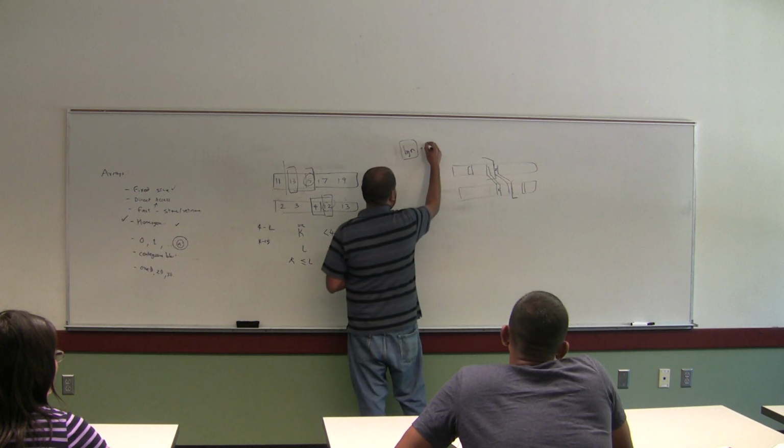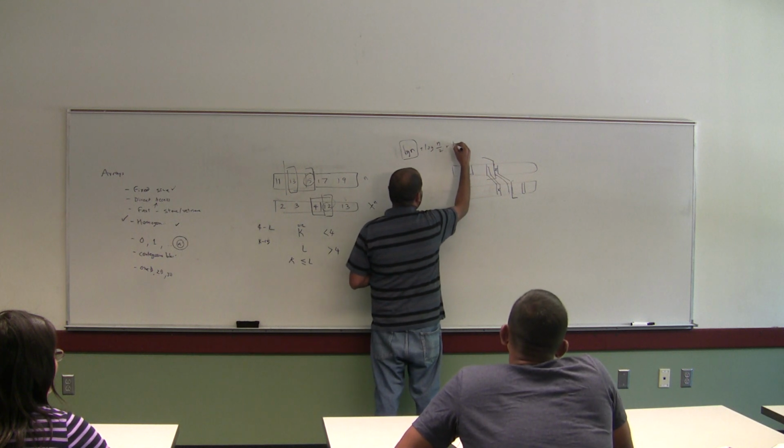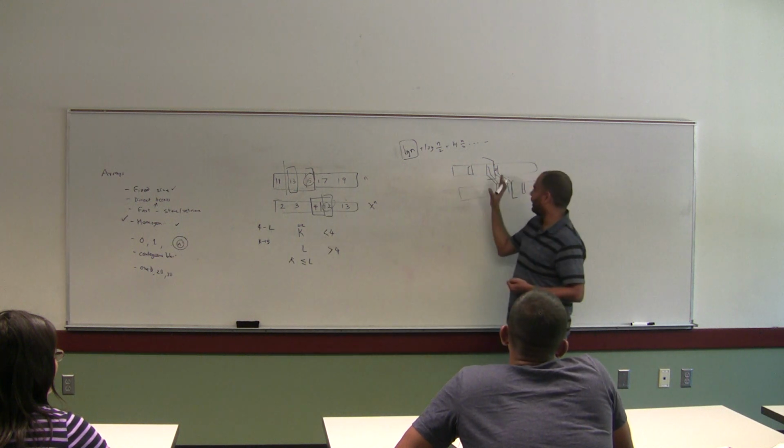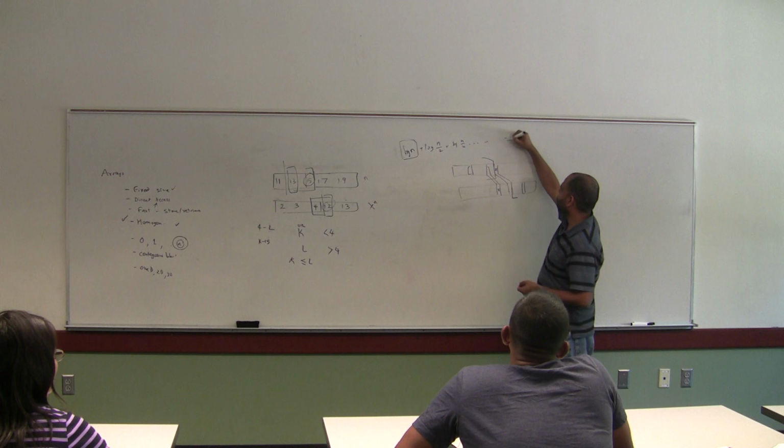Which log is of what? n by 8. Which log is n? 2 log n, which is log n. Right? Something like that. Because at all points of time you're going to eliminate at least half the space anyways. So it won't be 2 log n, right?